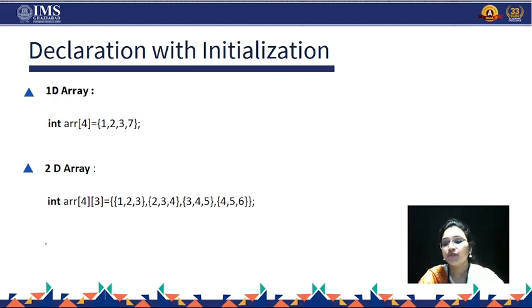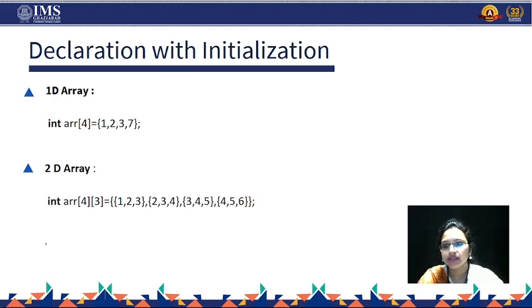In the same way, for a two-dimensional array, we use int add[4][3] in subscript, 4 for rows and 3 for columns. And for initializing the values of a two-dimensional array, we have to use curly braces within curly braces.